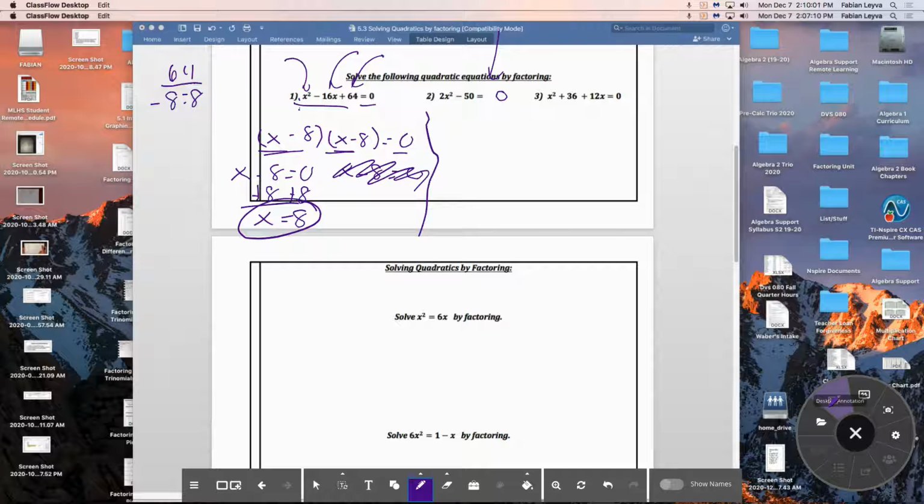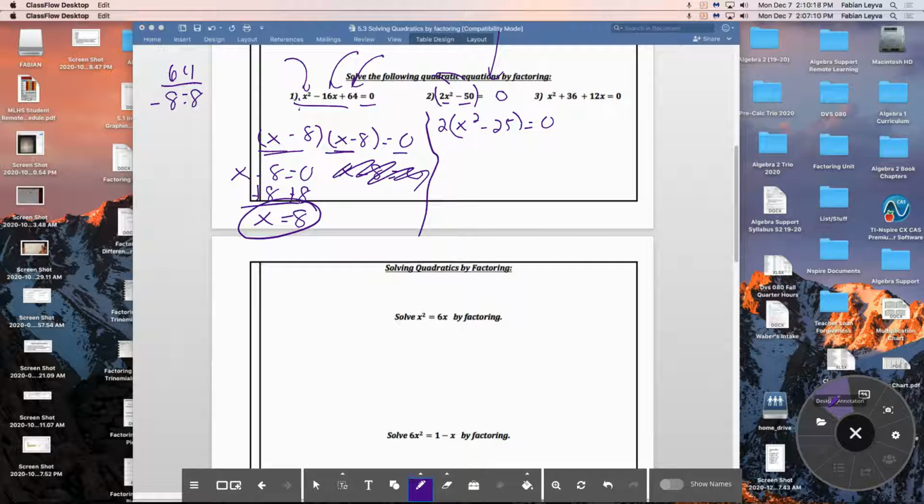Is this equal to 0? Yes. Do we have something times something? No. So it's our job to figure that out. So let's start with the greatest common factor. What's the greatest common factor that I can take out of these 2 terms? And the answer would be 2. You'll be left with an x squared minus 25, and that's all equal to 0.